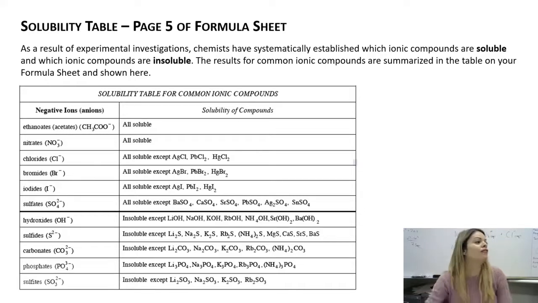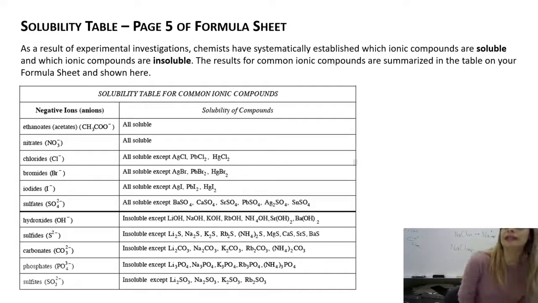And this is how we figure out what is soluble and what isn't. To decide if something's soluble or not, we consult the solubility table and it tells us. So if I were to say to you, is calcium hydroxide soluble? You could look at your solubility table and tell me.